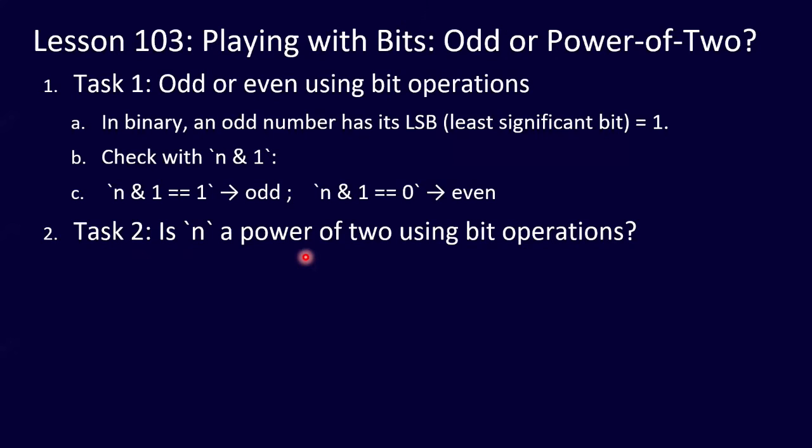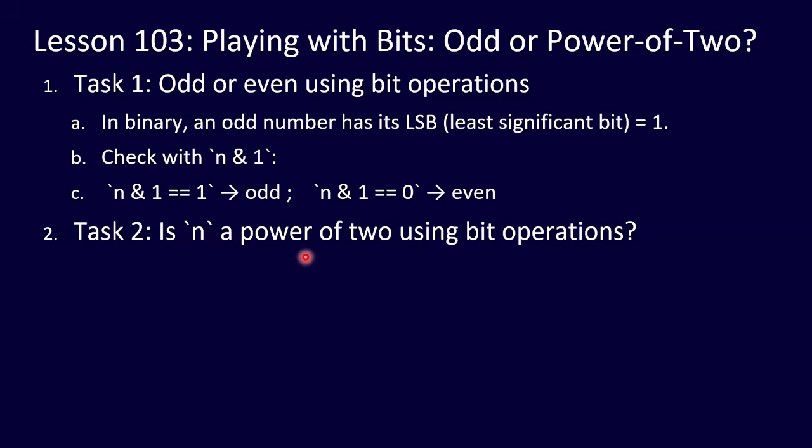The next task is: is n a power of 2, using bit operations? You know what a power of 2 is. It's like 2, 4, 8, 16, 32, 64, 128, 256, and something like that. They are a special kind of number because they have all zeros except for the MSB.